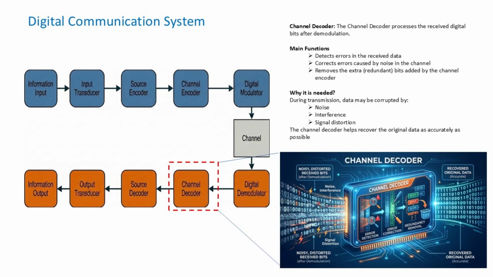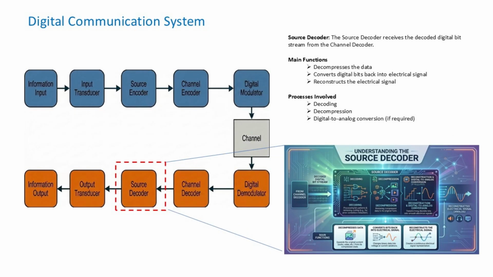Next is the channel decoder. The channel decoder processes the received digital bits after demodulation. Its main functions are to detect errors in the received data, correct errors caused by noise in the channel, and remove the redundant bits that were added earlier by the channel encoder. This block is necessary because, during transmission, the signal may be corrupted by noise, interference, and distortion. The channel decoder helps recover the original data as accurately as possible.